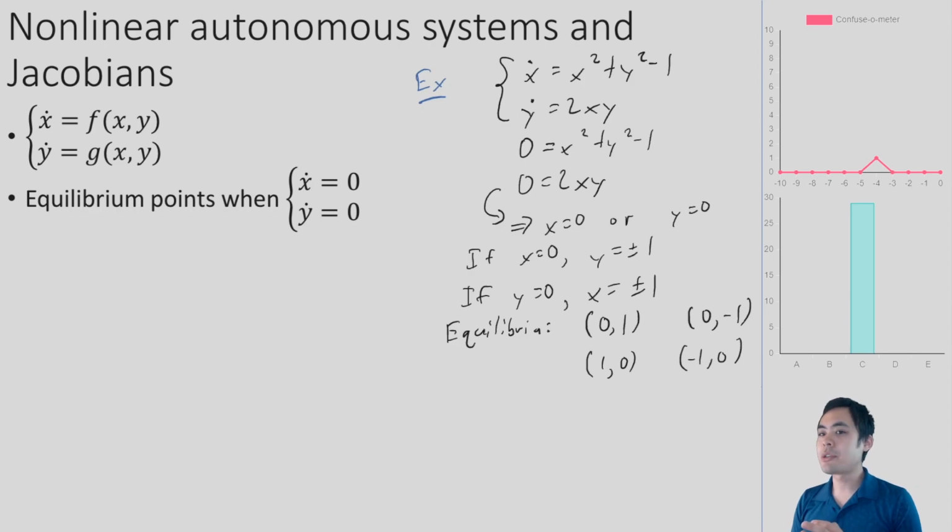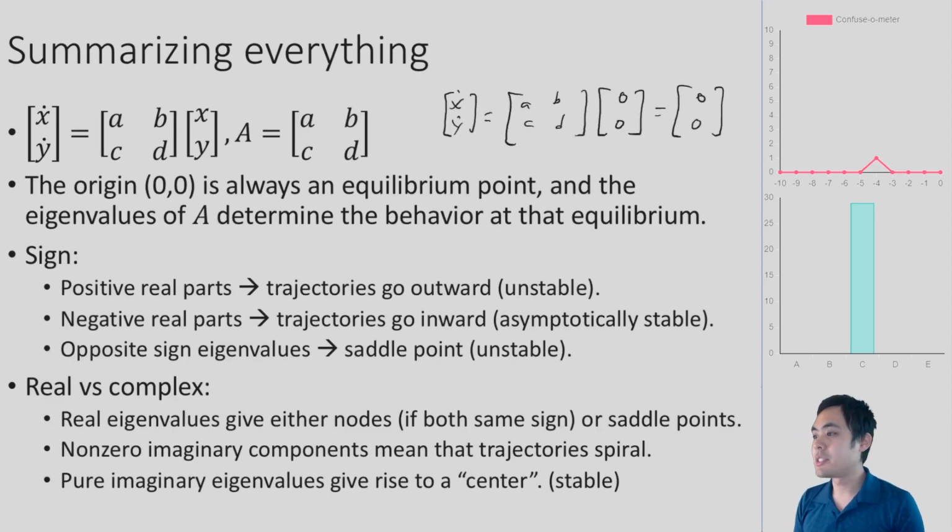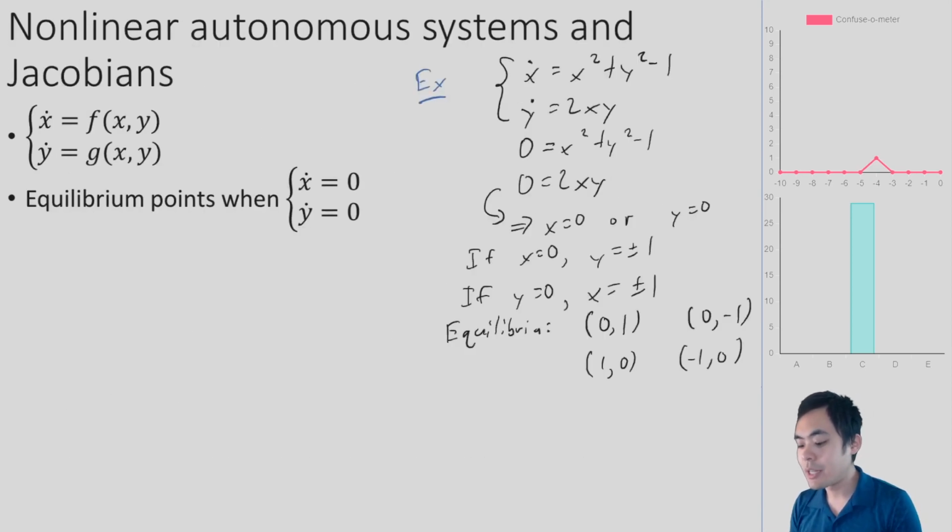So equilibrium points are whenever both x dot and y dot are equal to 0. In the previous example of a linear system, that was easy because you could just set x and y both equal to 0 and you get an equilibrium point. And that's why the origin was always an equilibrium for a linear system. For a nonlinear system, that's not the case. So for example, for this nonlinear system, (0, 0) isn't an equilibrium because x dot would then be equal to -1. But instead we have these 4 different equilibria.